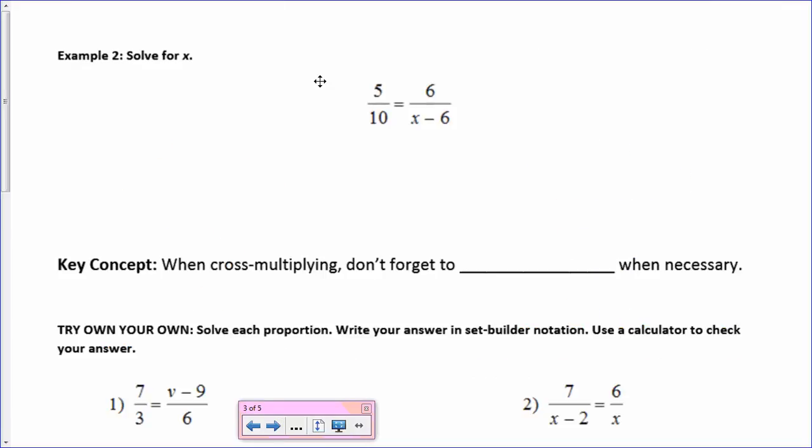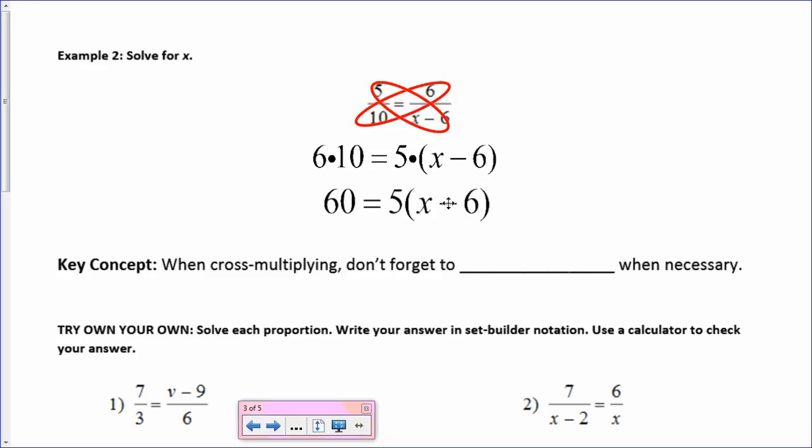Here we have an example. We have to solve for x. We have 5 over 10 is equal to 6 over x minus 6. Here we're going to do cross products again. We have to multiply the 5 with the x minus 6, as well as multiply the 6 and the 10. This wasn't too bad, 6 times 10, not hard. But we're doing 5 times this. Remember, this is a group under here. When it's a fraction, there's an operation. That's a group, so we need to put it in parentheses. So it's 5 times the quantity of x minus 6.